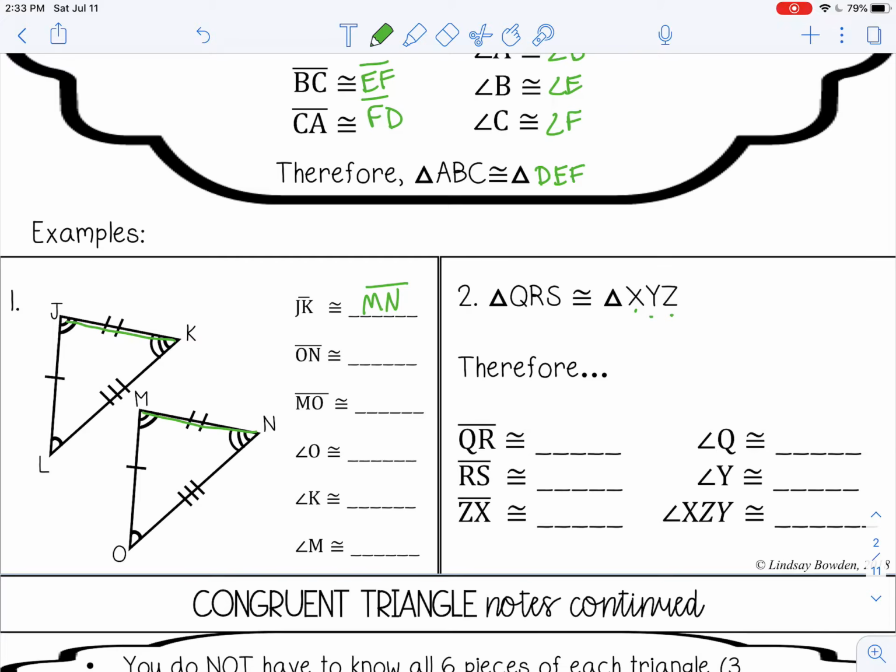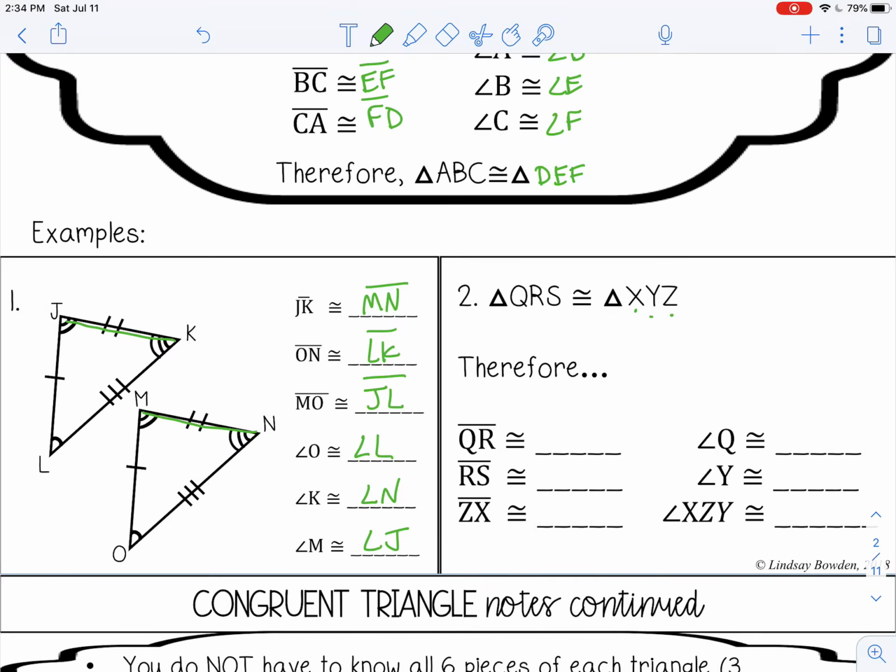Okay, so ON corresponds with LK. Check and see how you did. MO corresponds with JL. Angle O is congruent to angle L. Angle K is congruent to angle N. And angle M is congruent to angle J.